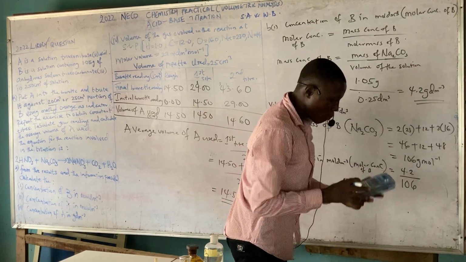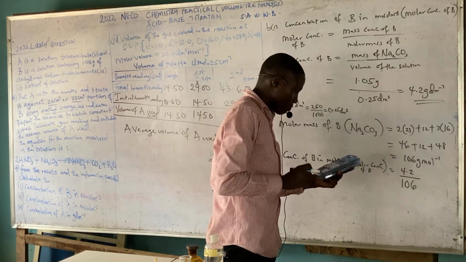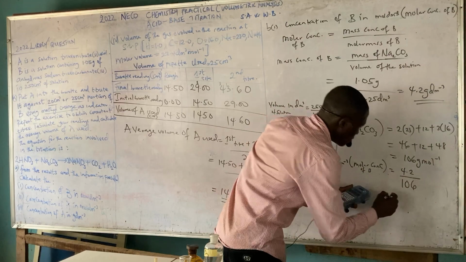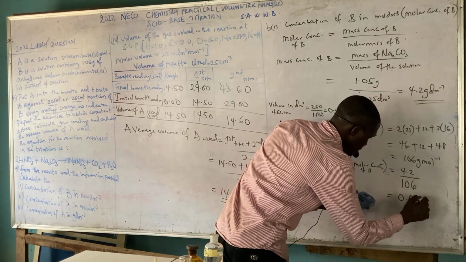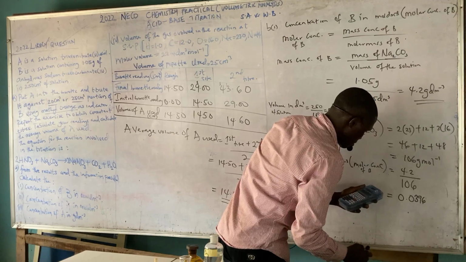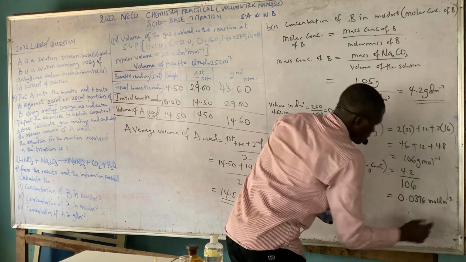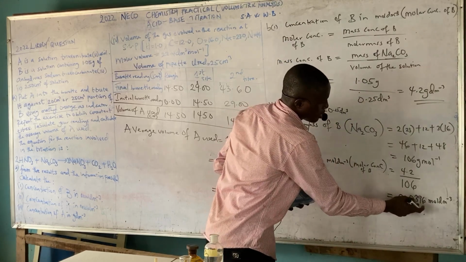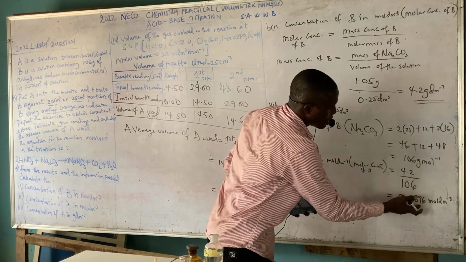So 4.2 divided by 106. We are going to have 0.0396 mole per dm cube. Now 0.0396 mole per dm cube. We approximate this one to 3 decimal places.